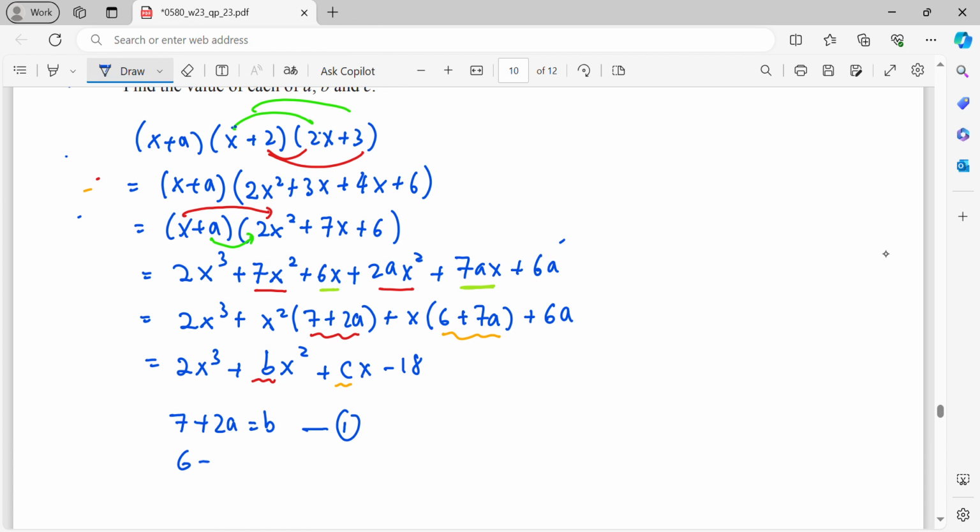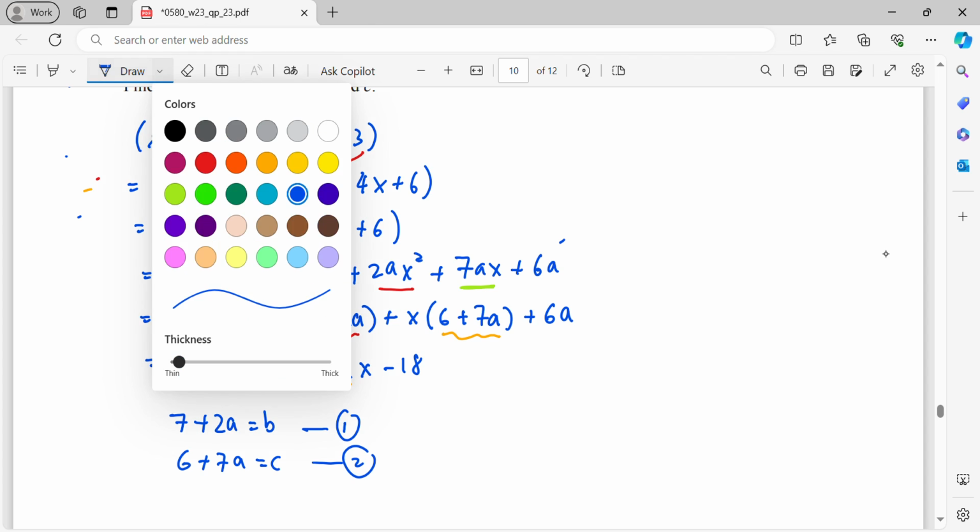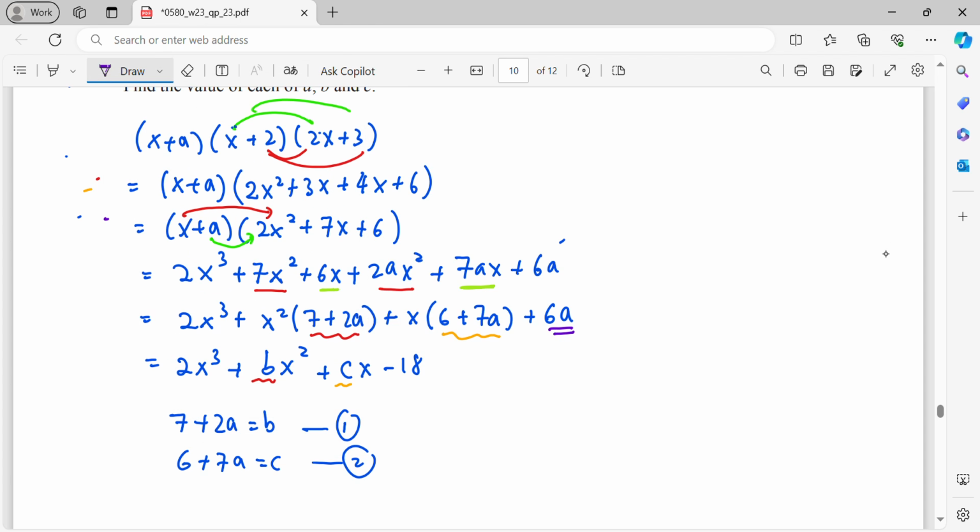So 6 plus 7a equals c. And lastly, 6a is minus 18. So 6a equals minus 18. So from here, the third equation, I can directly find my a. My a will be minus 18 divided by 6, which is minus 3. Okay, I let this be the third equation.